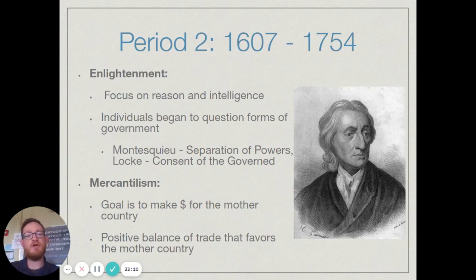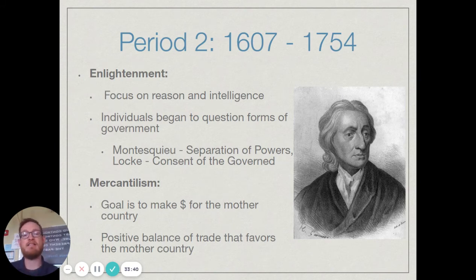Also, you're going to have the impact of the Enlightenment. Of course, the Enlightenment focuses on reason and intelligence, and with that comes a lot of questioning of different forms of government. We talk about this too with the Great Awakening that happened here in the American colonies, and how that got people questioning the church. During this time, because the church and the government were very intertwined, when you started questioning one, the other would get questioned as well.